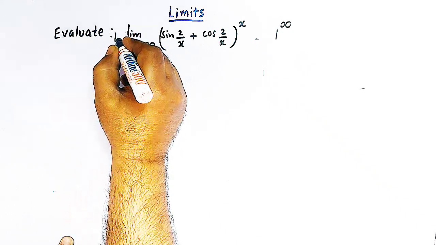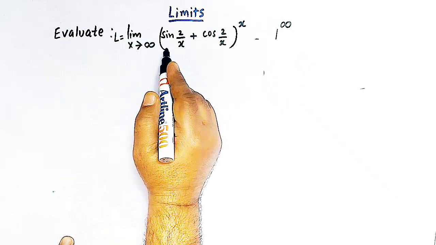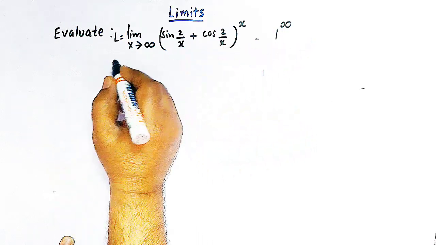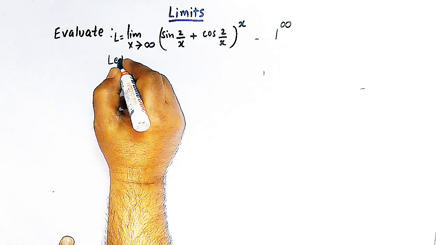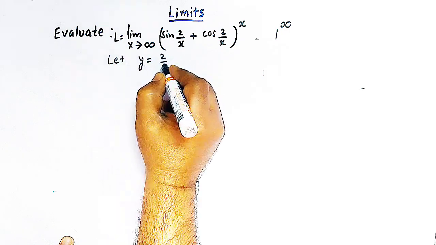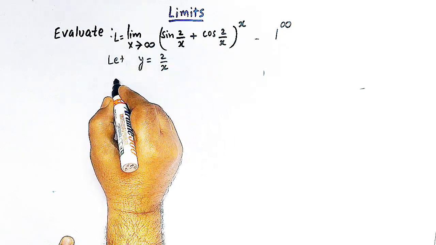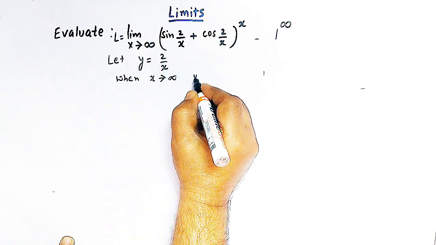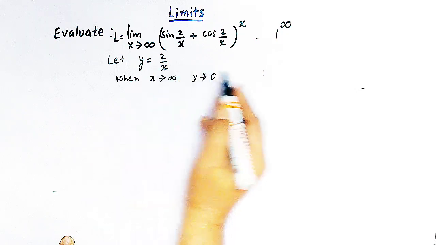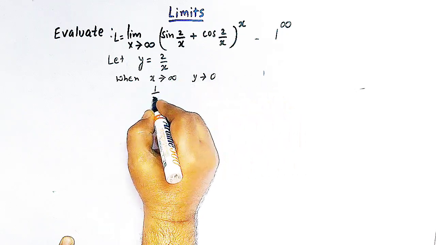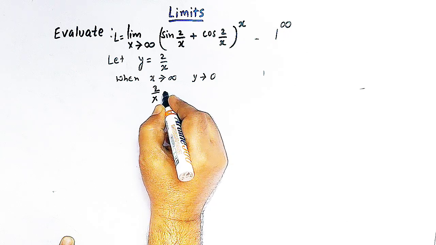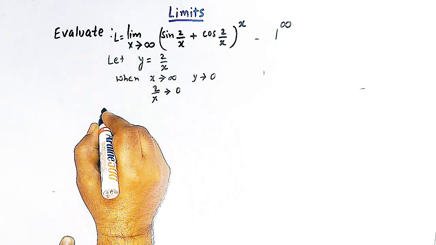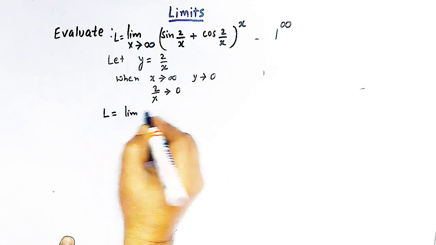So let us call the value of this limit L, and in order to reduce this limit into this form, let us make this substitution, that is y is equal to 2 over x, because when x tends to infinity, this y tends to 0, because when x tends to infinity, 1 over x or 2 over x tends to 0, right? So now this limit L can be written in terms of y.